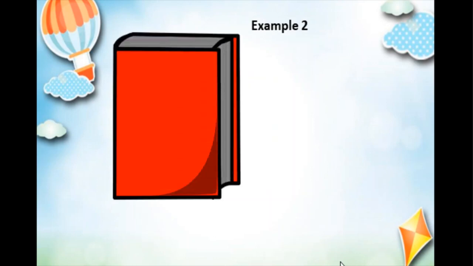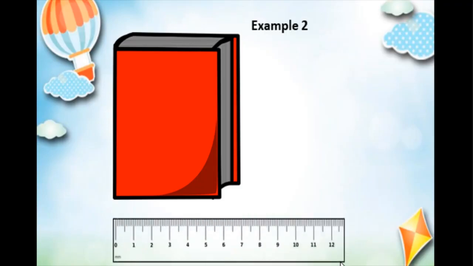Okay, how about example number 2? We are going to measure the length of a book. We need a ruler and we have to draw a line from where the measurement will start and look where it stopped. Approximately, it stopped here, right? So let's end here and count beginning here.